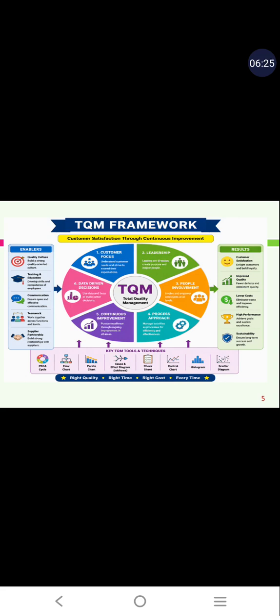And these are a few TQM principles. Apart from that, we have quality circle. What do you mean by quality circle?